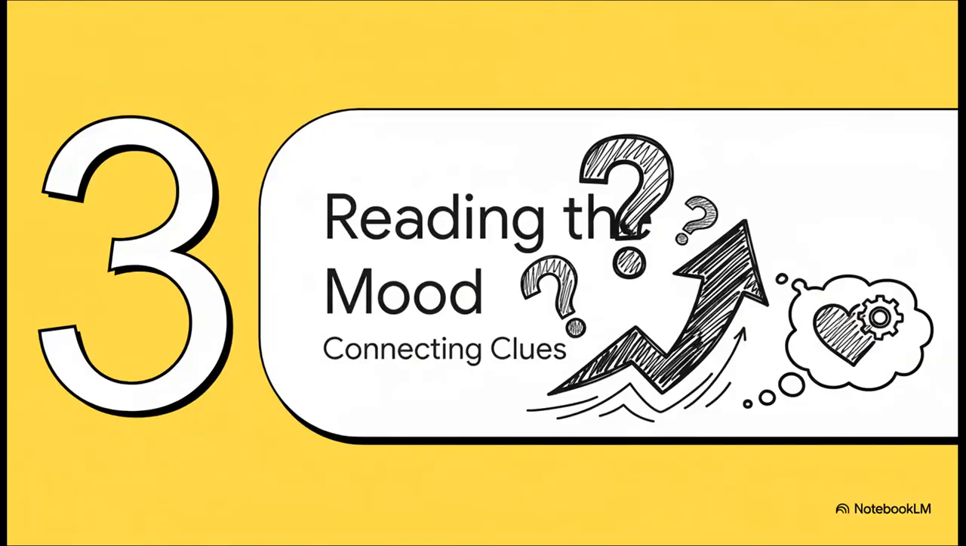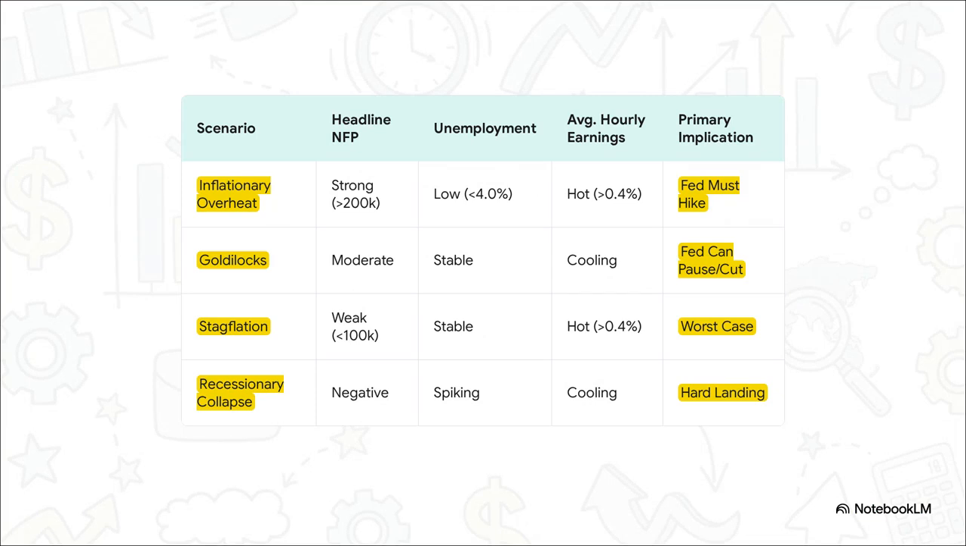Okay, so we've got our three clues, but just having the clues isn't enough, right? You have to figure out the motive. The real key to this whole framework is using these clues to understand the market's mood, its deep down psychological state. That's the whole ballgame. Think of this matrix as your cheat sheet. This is where we put it all together.